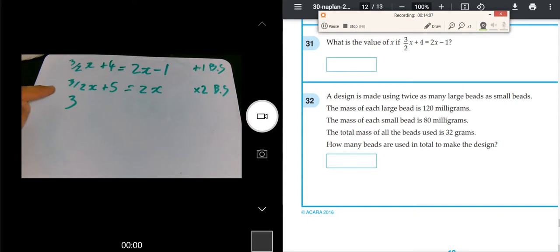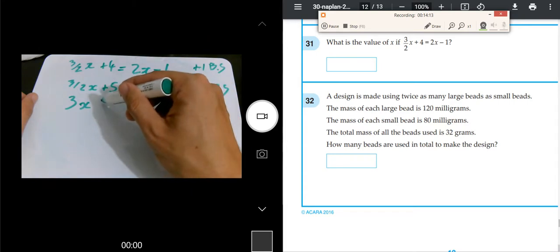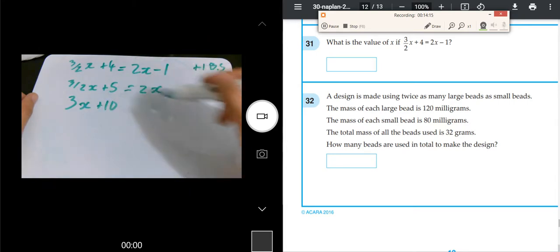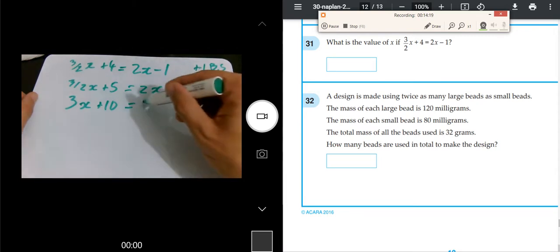We doubled the 3 over 2x to just make 3x. We've doubled our 5 to make 10. And we double the other side as well to make that 4x.